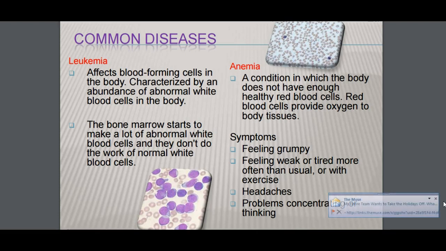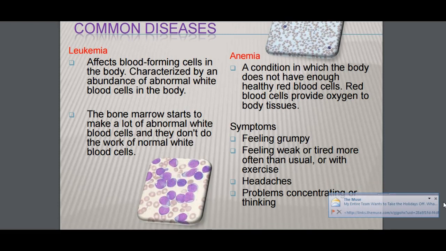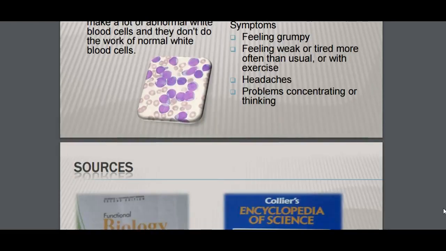normal white blood cells. Anemia is another disease, a condition in which the body does not have enough healthy red blood cells, and the red blood cells provide oxygen to the body tissues. Symptoms are feeling grumpy, feeling weak or tired more often than usual or with exercise, headaches, and problems concentrating or thinking.